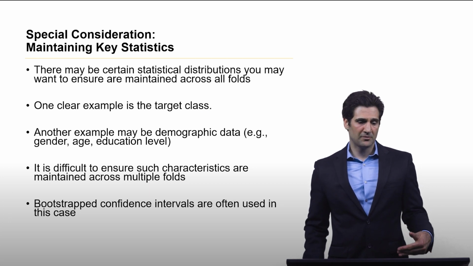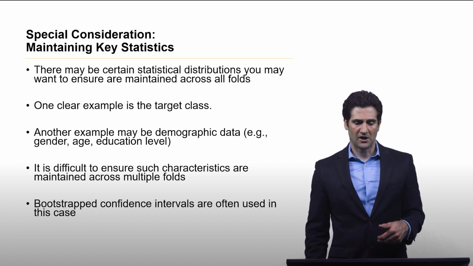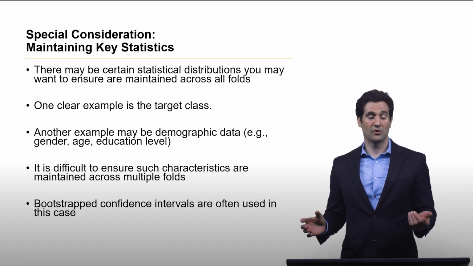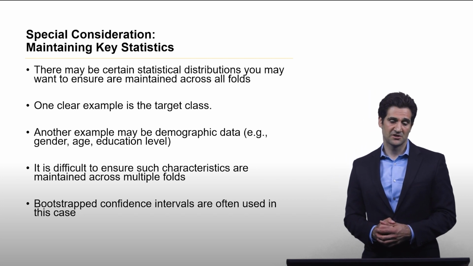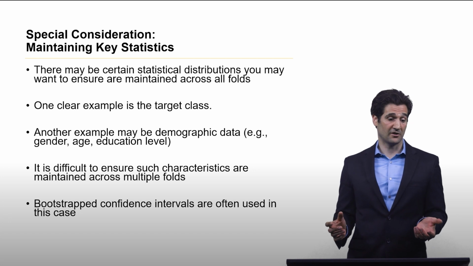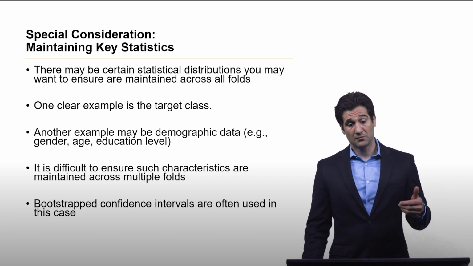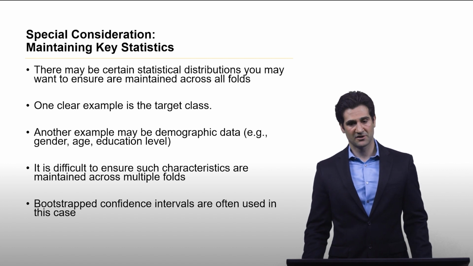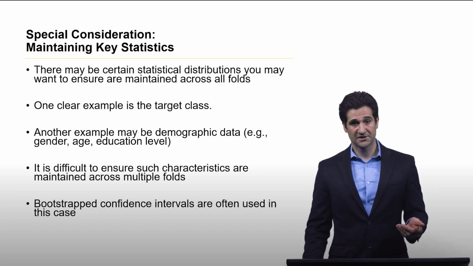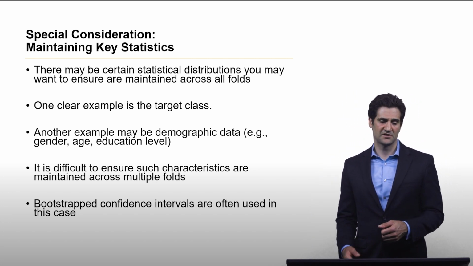So moving beyond cross-fold validation techniques, you may want to divide up your data between training and testing in a way that maintains certain statistical distributions of data. One clear example is the target class. As we saw in our opening example, by picking a poor partition of the data, certain underrepresented target classes didn't even show up in the test data. So this is one thing to consider.